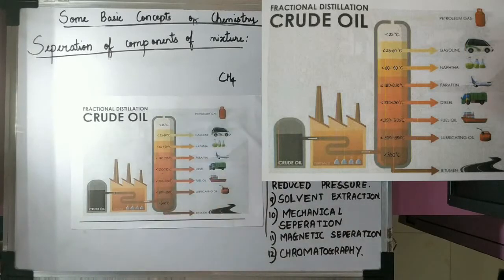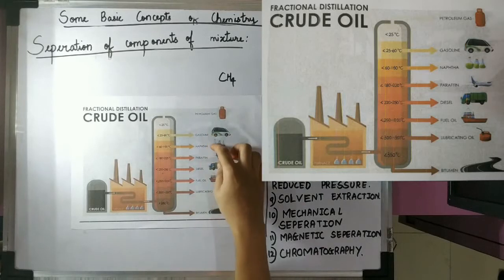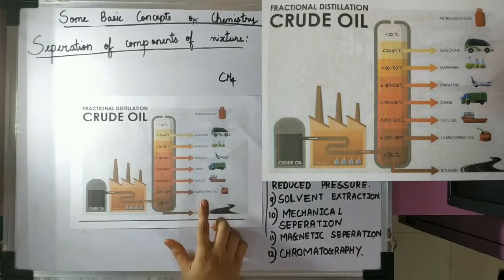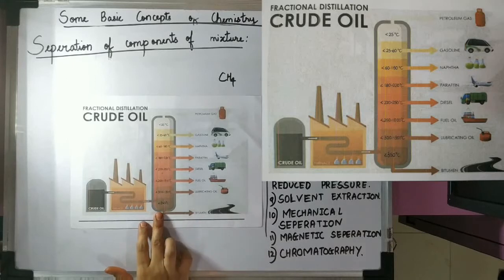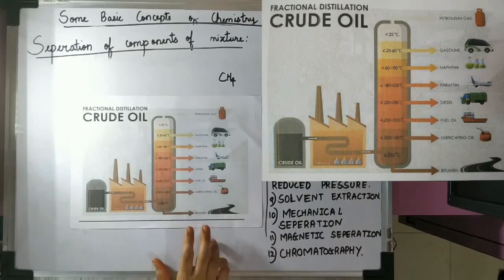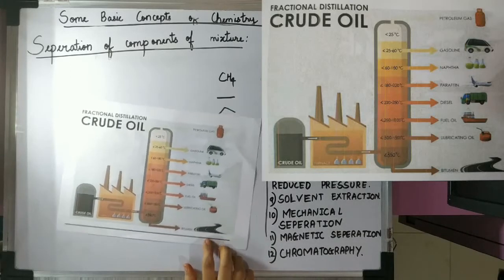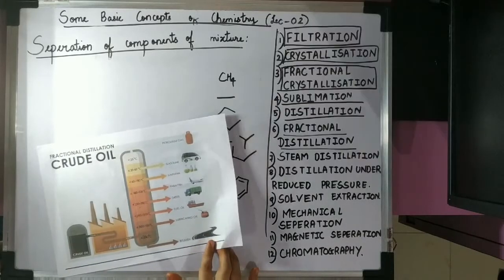So we have gasoline, naphtha, we also have fuel oil, lubricating oil, and here at around 350 degrees Celsius we get bitumen. Now bitumen is used in the construction of roads. So this fractional distillation becomes a very important technique.